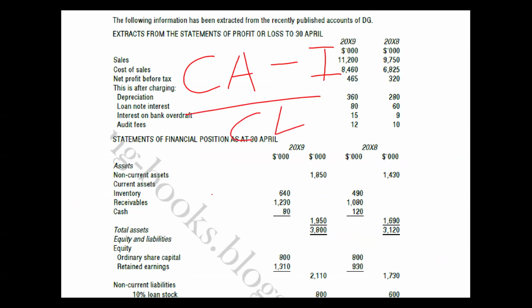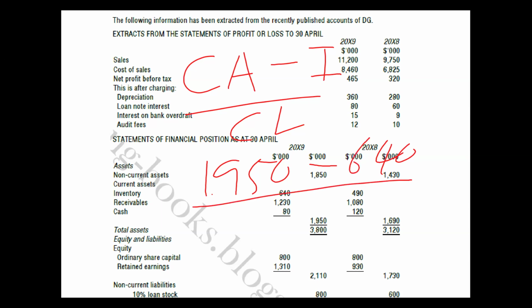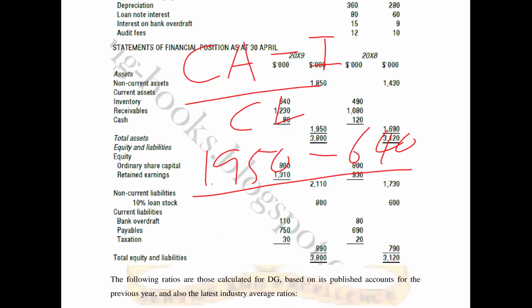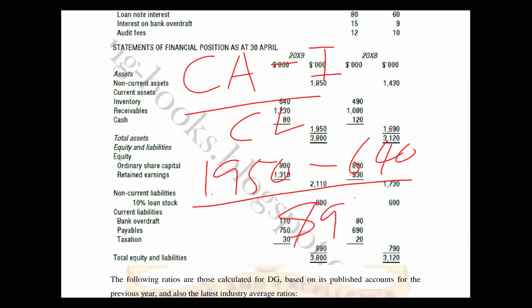So from the current assets that we had already, 1,950, we have to less the inventory, the value of inventory, which is 640. 640 less closing inventory divided by current liabilities. And current liabilities equal to 890. So what do we find?